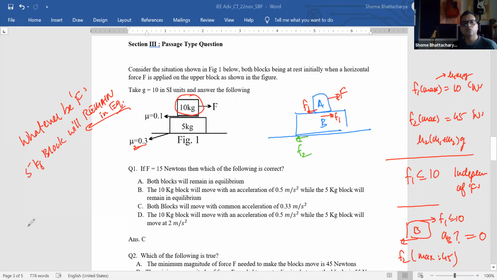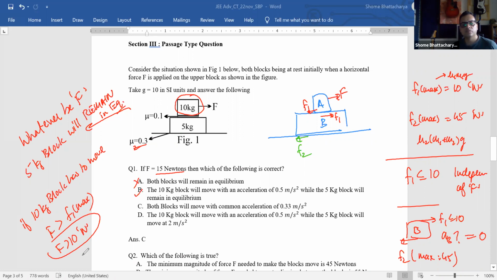And if the 10 kg block has to move, then F has to be greater than F1's maximum value. That you can see from A's free body diagram. So F has to be greater than 10 newtons. If the force is 15 newtons, both blocks will not remain at rest. This will move with an acceleration of how much? 15 minus 10 divided by, yeah, so 0.5 is correct.